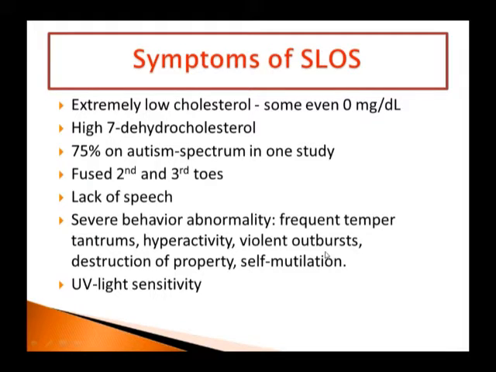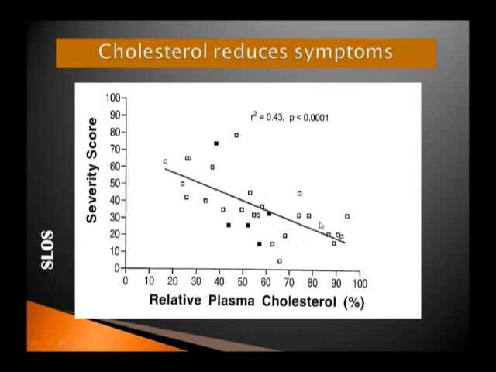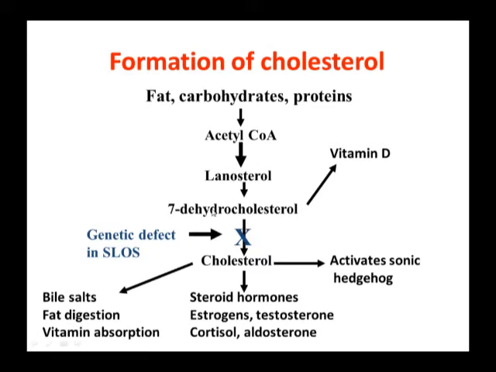The problem in SLOS is that the lower the levels of cholesterol were, the more intense the behavioral problems were. And then obviously as their cholesterol levels went up, the more mild the cases were. And this is a common pattern. Now again, if we look at the formation of cholesterol, what I mentioned, SLOS affects the ability of the body to convert 7-dehydrocholesterol to cholesterol, and you get a relative increase in this 7-dehydrocholesterol precursor.